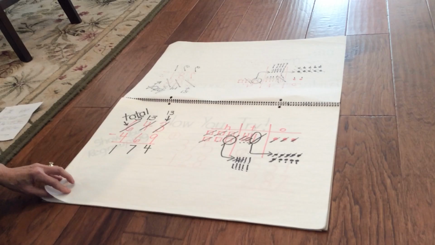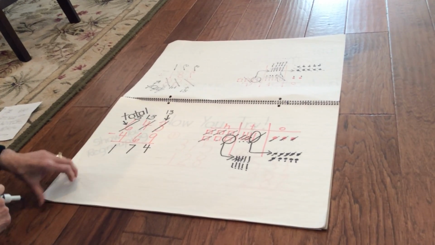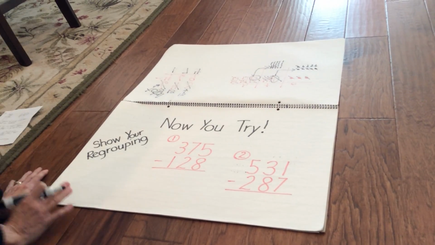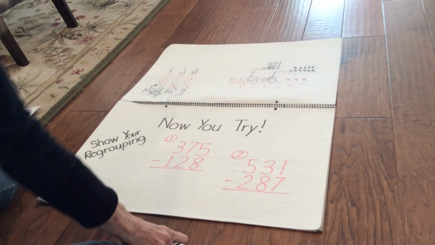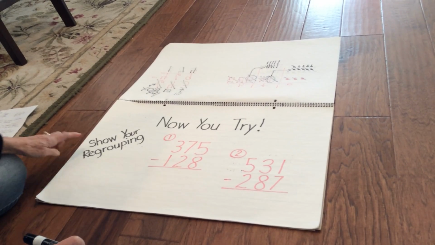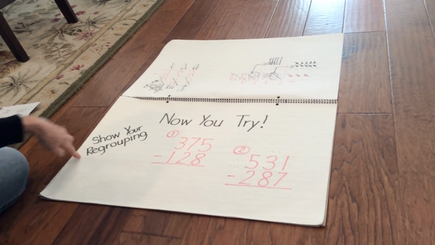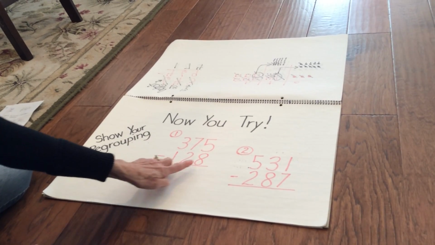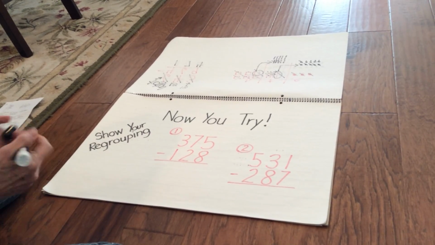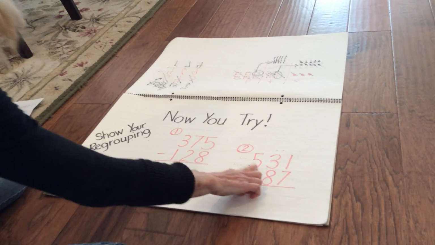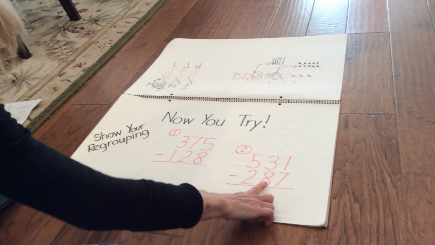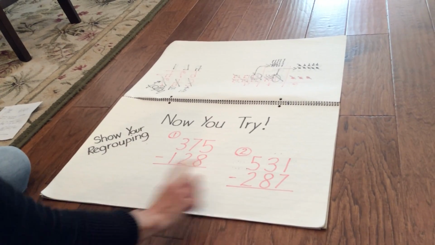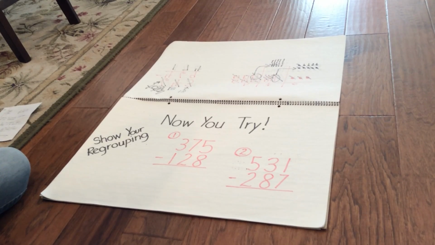Now we have seen 3-digit subtraction in 2 different ways. Now I want you to try. I want you to work out 2 of these problems showing your regrouping. You will subtract 375 minus 128, and you will also work on 531 minus 287. You'll be working with regrouping 1 time and then regrouping 2 times.